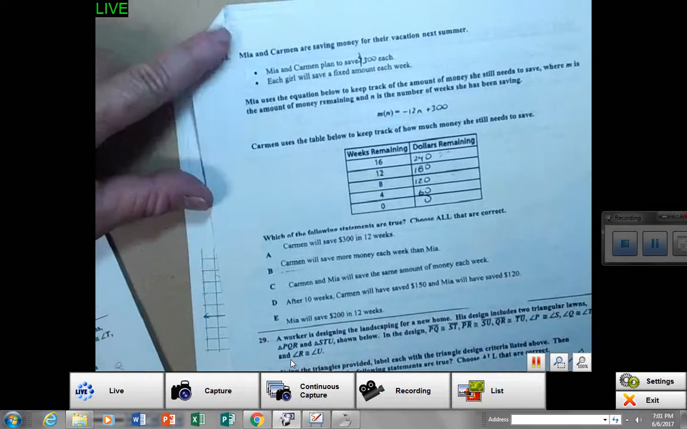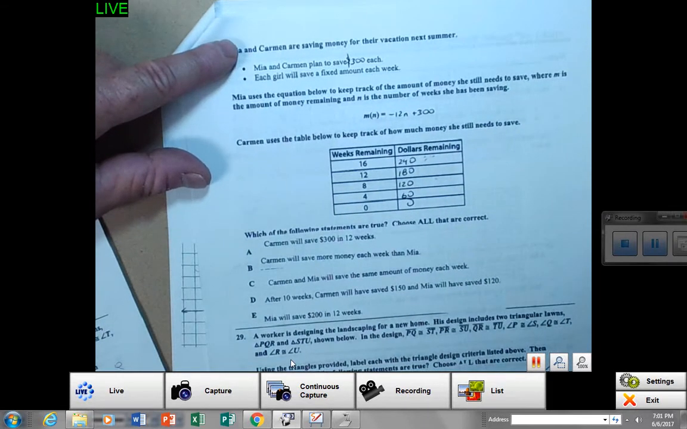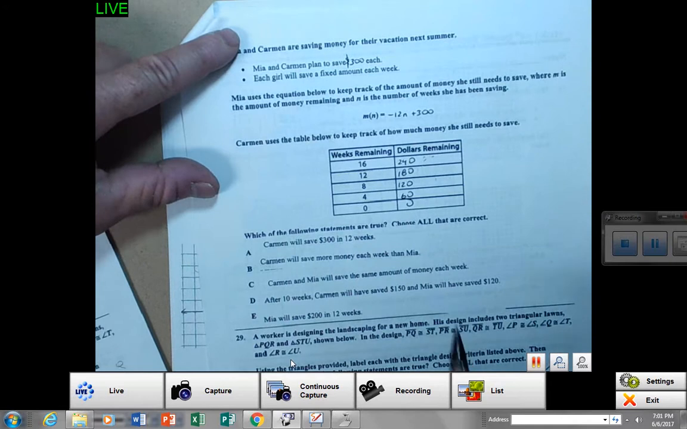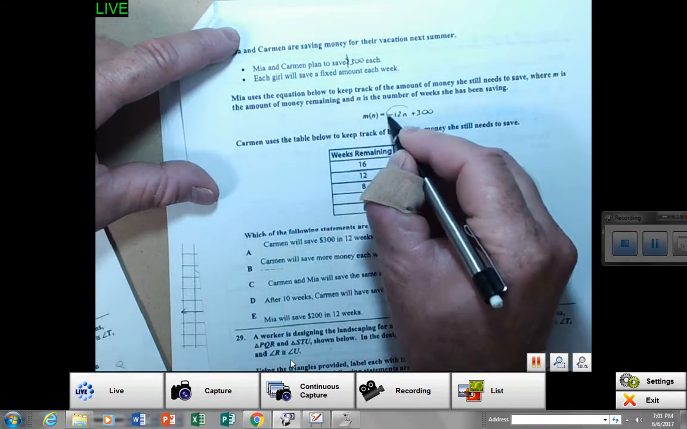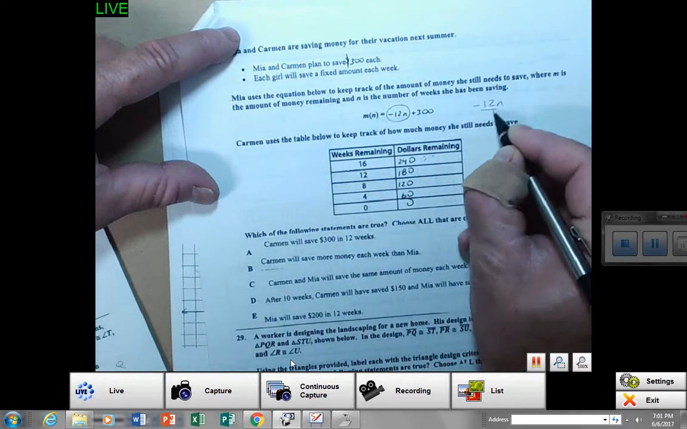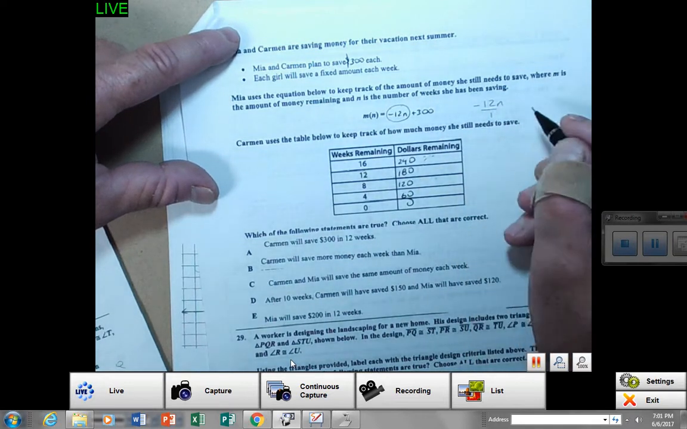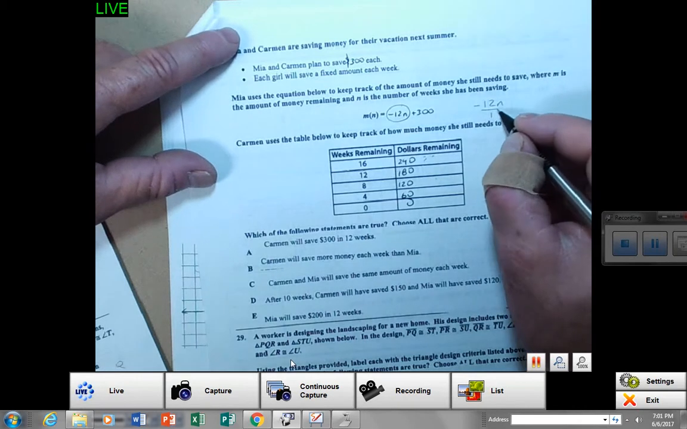Alright, next slide. For this, what I'm going to have you do is focus on the rate of change numbers. So for this one, it says Mia uses this equation, so focusing on this rate of change, -12, which shows me after every week it goes down 12.